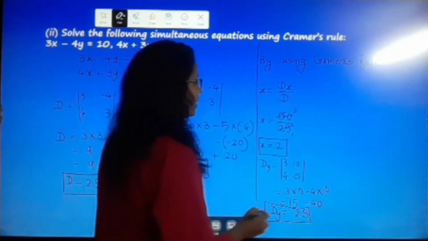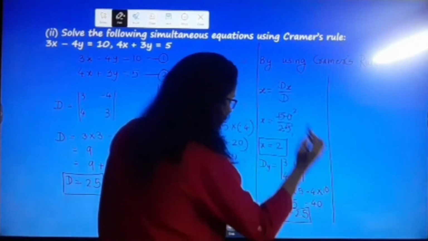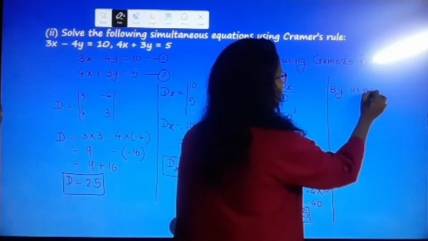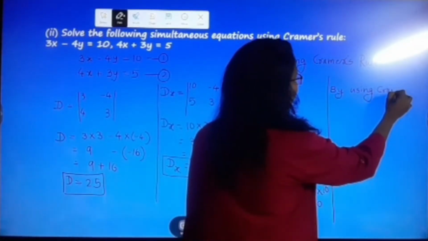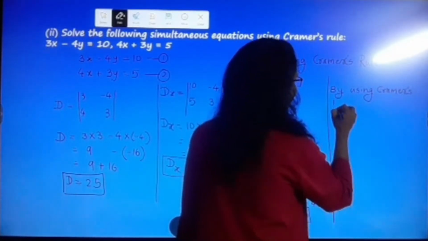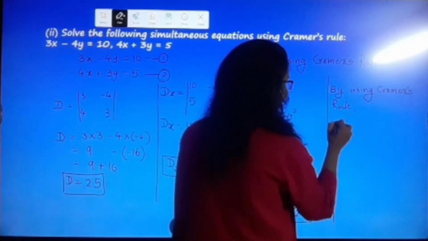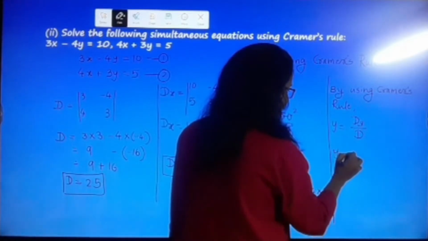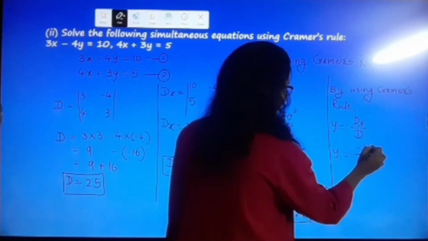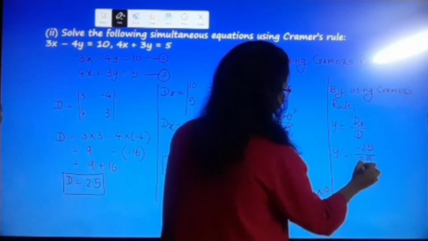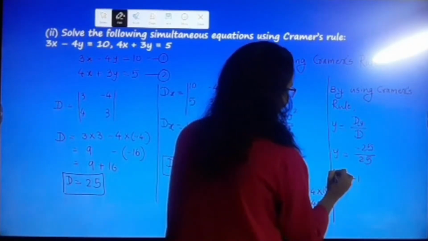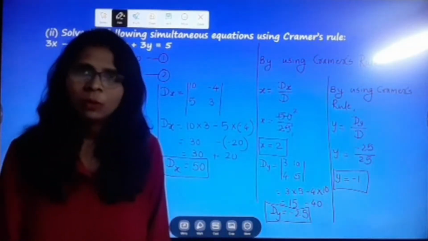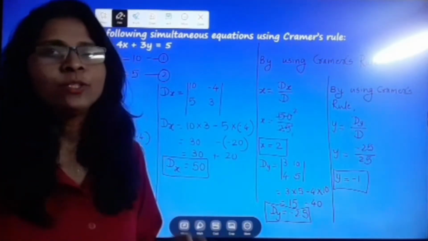Okay, so now here students, I write down by using Cramer's rule, y is equal to D of y upon D. That means y is equal to minus 25 upon 25. So here y is equal to minus 1. Y is equal to minus 1. Okay students, in such a way you can solve it.